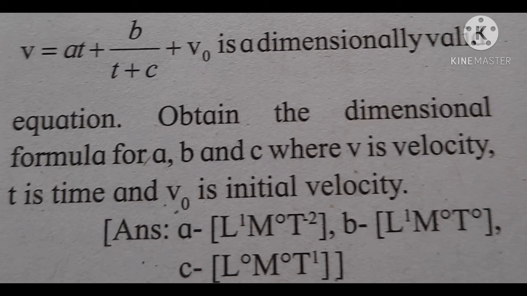V equal to A into T plus B divided by T plus C plus V0 is a dimensionally valid equation. Obtain the dimensional formula for A, B and C where V is velocity, T is time and V0 is initial velocity.